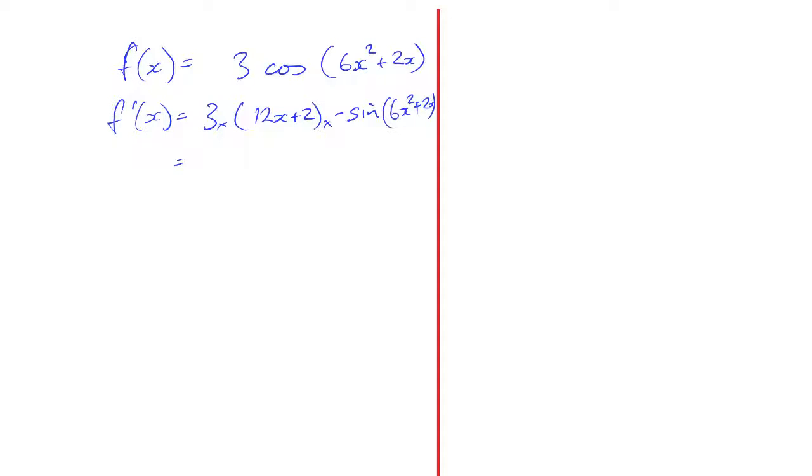Prettying it up a little bit, I might actually multiply the 3 into that bracket and make it 36x plus 6. Put a negative out in front, sine of 6x squared plus 2x. You'll note the angle has stayed the same. The differential of the angle went out in front. The constant stayed there. And of course, when we differentiated cos, it became negative sine.